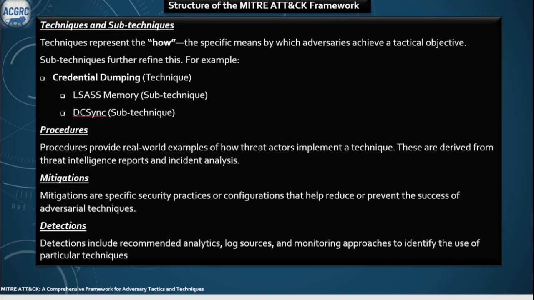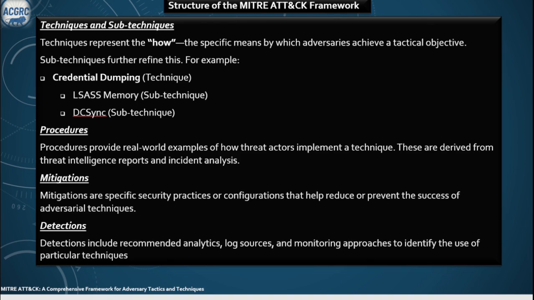The next is techniques and sub-techniques. Techniques represent the how, the specific means by which adversaries achieve a tactical objective. Sub-techniques further refine this. For example, credential dumping: LSASS memory is a sub-technique, and DCSync is also a sub-technique. The next is procedures.